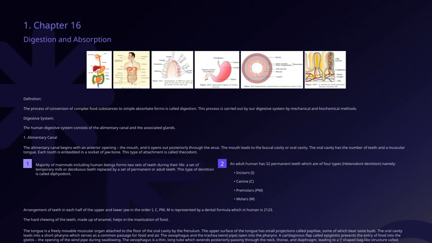Each tooth is embedded in a socket of the jaw bone, a type of attachment called the thecodont. Finally, the human digestive system, composed of the alimentary canal and associated glands, functions to convert complex food substances into simple, absorbable forms through a process called digestion, carried out both mechanically and biochemically. This process is essential for our nutrition and overall health.